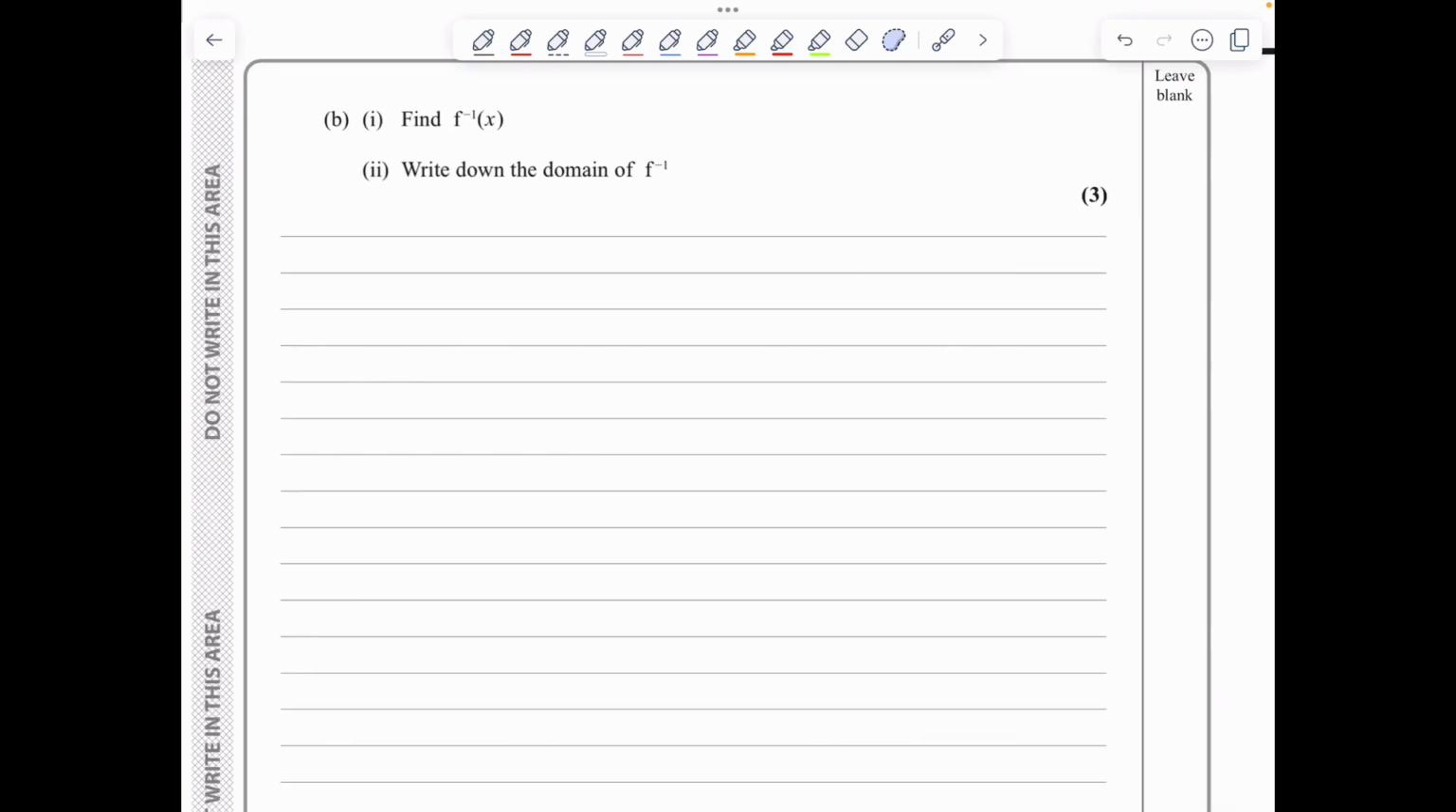In B, we need to find f inverse, and I will start by writing f as y is equal to 5 minus 4 over 3x plus 2. We know that when we're trying to find the inverse, we interchange x and y. So this leads to x is 5 minus 4 over 3y plus 2. And the objective is for us to now make y the subject.